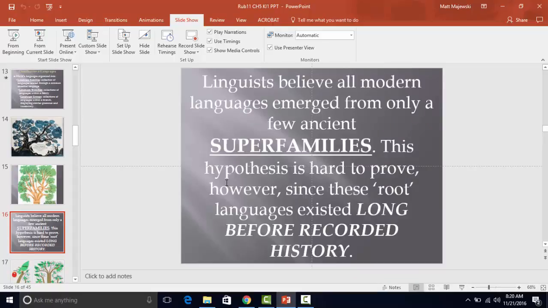Linguists, people that focus on language, believe that all modern languages emerged from only a few ancient superfamilies. It's hard to prove because these root languages no longer exist. They existed a long time ago, maybe thousands or tens of thousands of years ago, or long before we recorded history. But based on common language, common usage of words, we believe we can trace these languages back to our origin language in the area that they all branched out from.